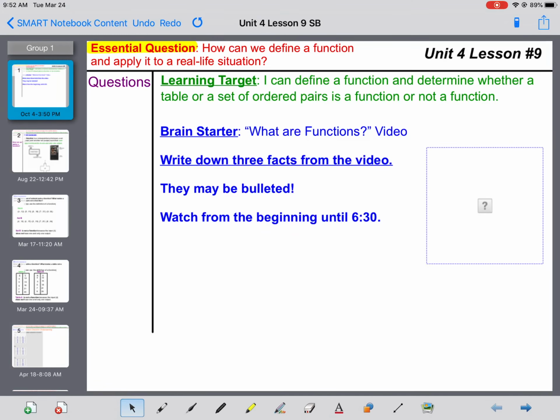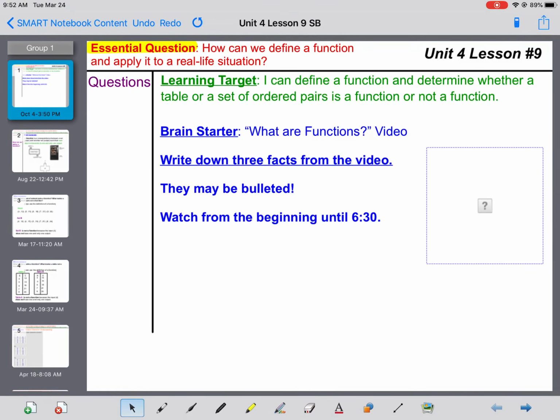Let's read the EQ. It's a new EQ. We're getting right into functions. How can we define a function and apply it to a real life situation? The learning target: I can define a function and determine whether a table or a set of ordered pairs is a function or not a function. All right, this is Unit 4, Lesson 9. We are in the middle of Unit 4. We just finished finding percentages and dividing the numerator by the denominator, multiplying by 100 and finding the percent, but now we're going to move on from there and move on to functions.